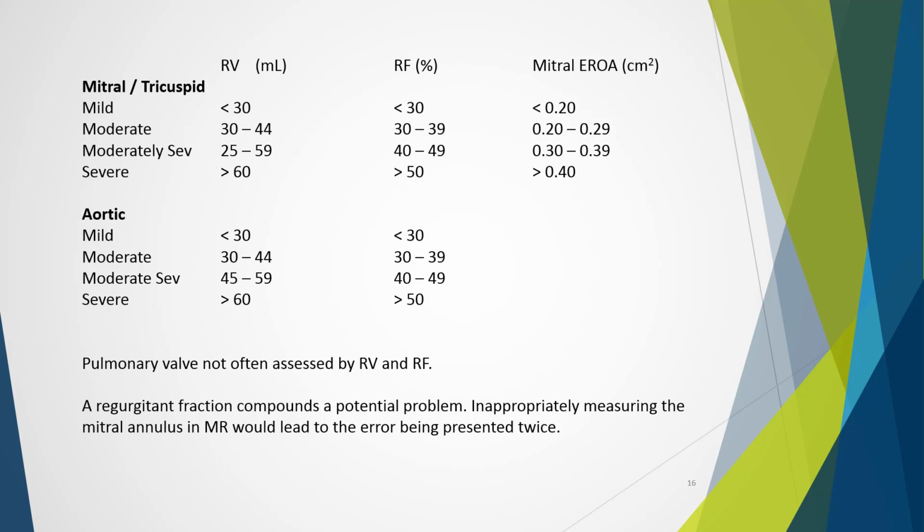Note that the pulmonary valve doesn't have regurgitant volume ranges, and this is because there's significant variability in the data presented. Furthermore, pulmonary regurgitation plays little bearing in patient management, even when it's significant, and it's not often assessed by regurgitant volume and regurgitant fractions. Note that with the assumptions listed earlier for the determination of stroke volumes, a regurgitant fraction compounds the potential problem by introducing the leaking valve stroke volume. Inappropriately measuring the mitral annulus in mitral regurgitation would lead to the error being presented twice.